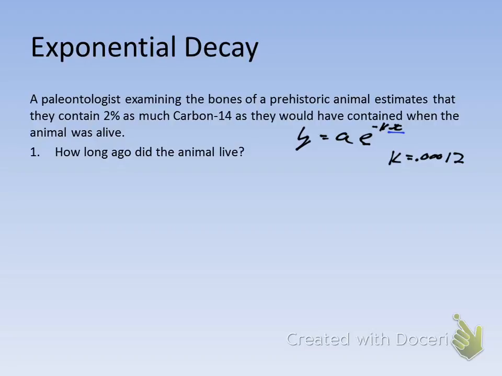We know that the animal started, right? Prehistoric animal, yes. We know it started with all of its carbon-14. We don't know how much it was. We found it with how much? 2%. Okay, so 0.02 A, because it's times whatever's left, whatever's there, equals A e to the negative 0.00012 times t power. Okay? Everybody good? Makes sense.